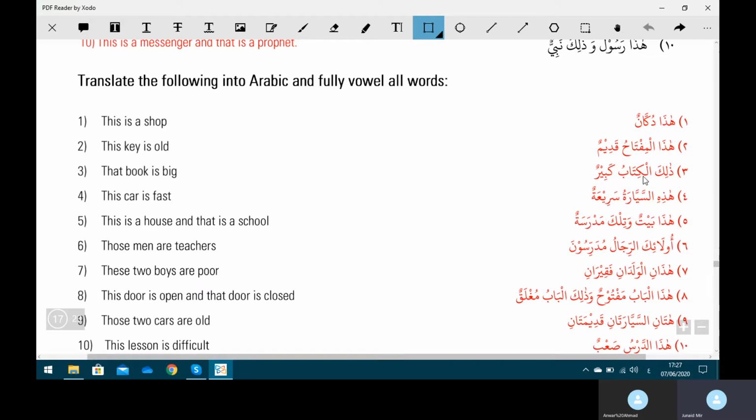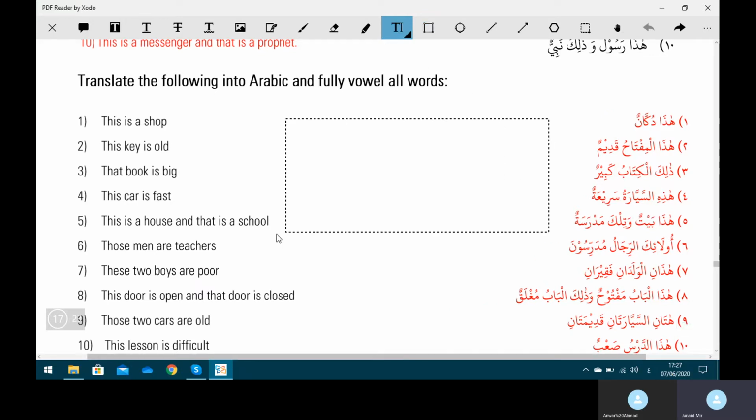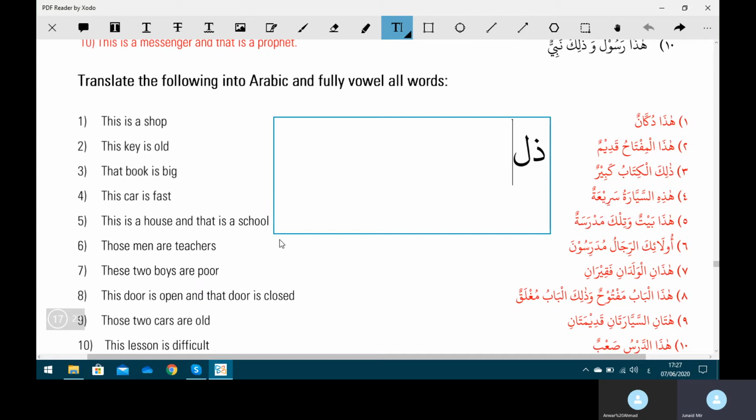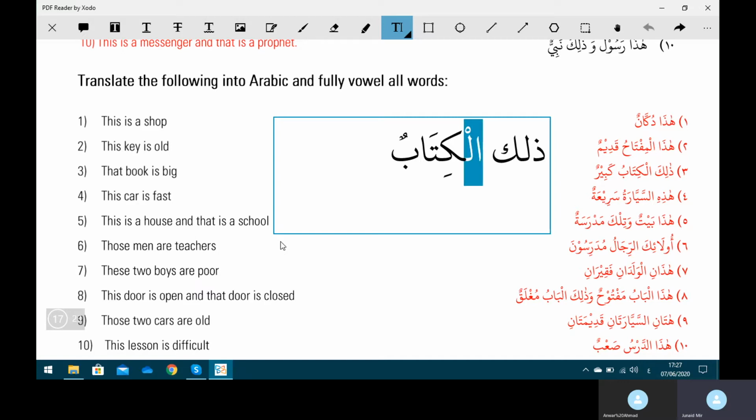So we don't say dhalikal kitabun. We don't say that. Why? Because of the alif lam. We say ذَلِكَ الْكِتَابُ. Alif lam does not like tanween.